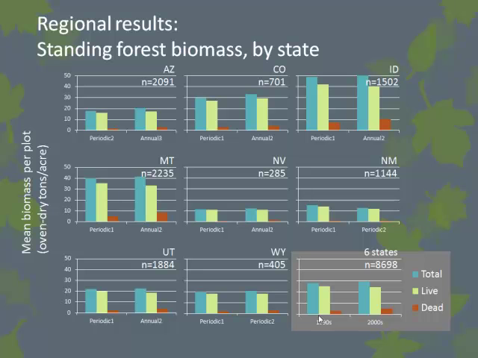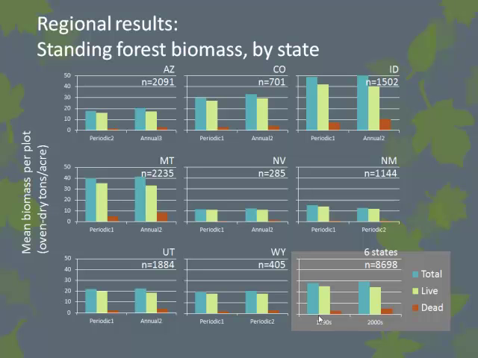This slide shows the mean biomass in tons per acre for all plots in each state. This chart here at the lower right is 6 states, so excluding New Mexico and Wyoming. And as you can see, overall, total biomass has increased, dead biomass has increased, and live has decreased. Big picture trend there: decrease in live biomass.